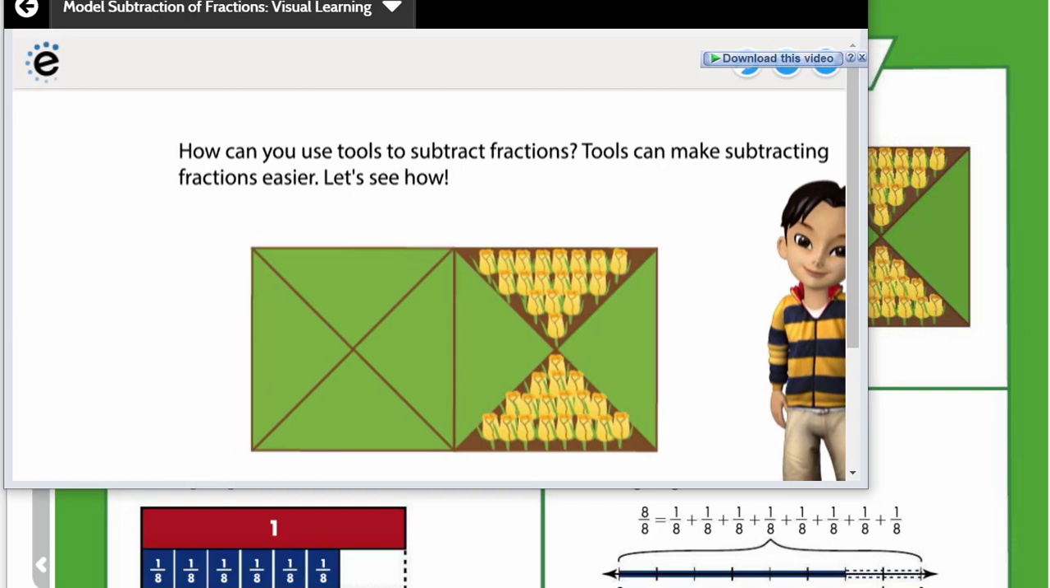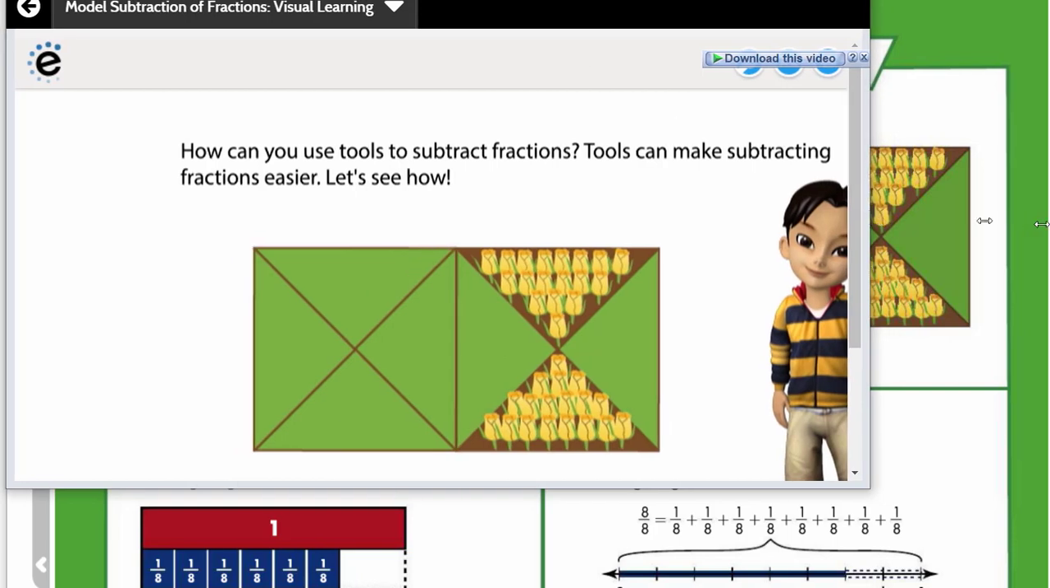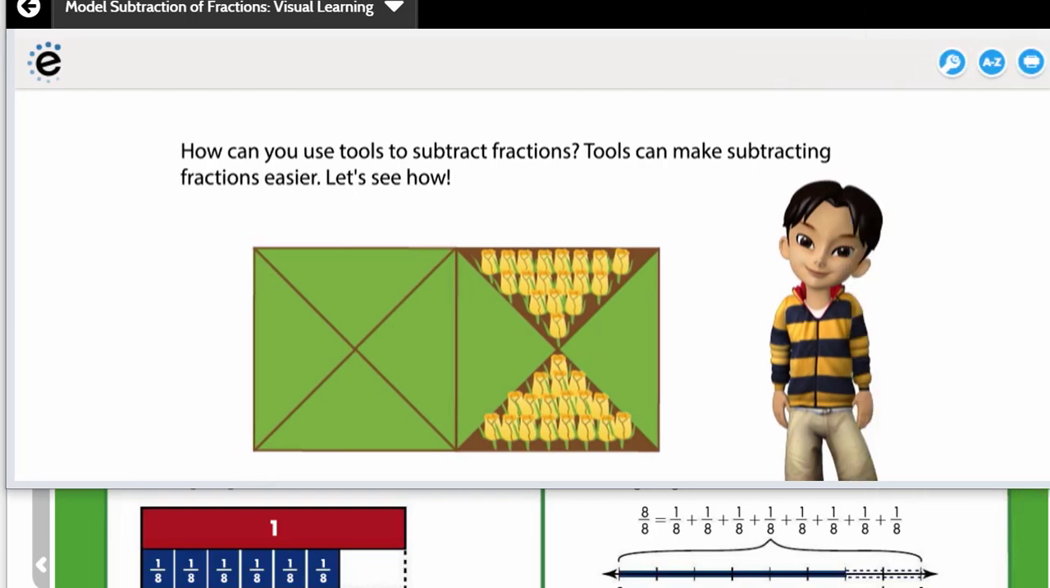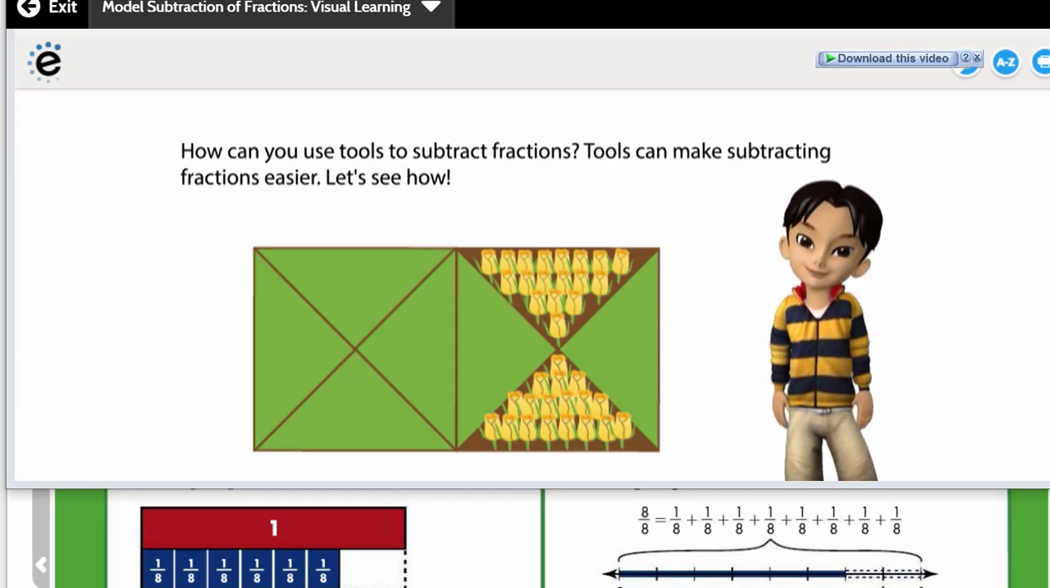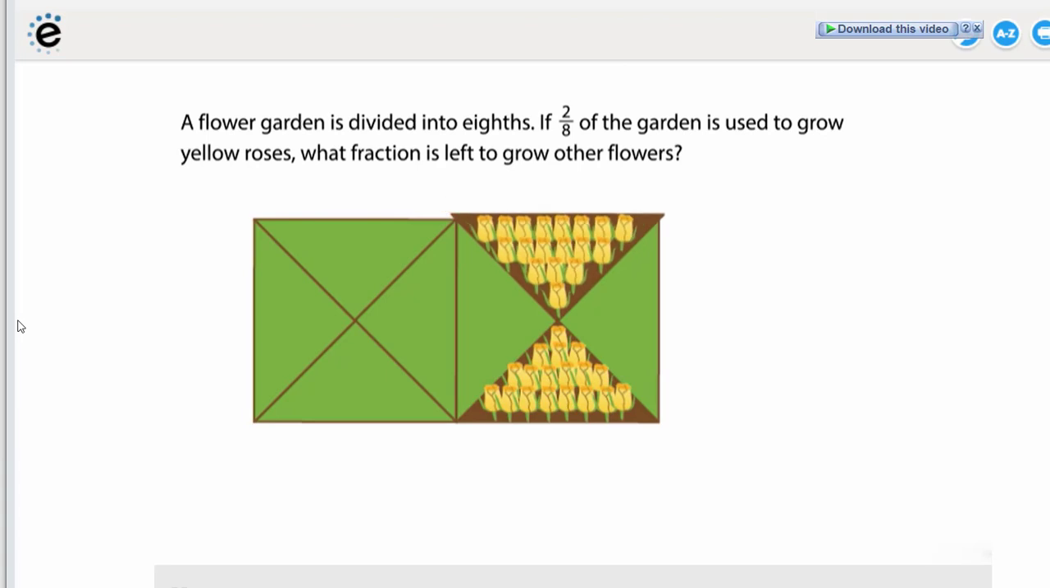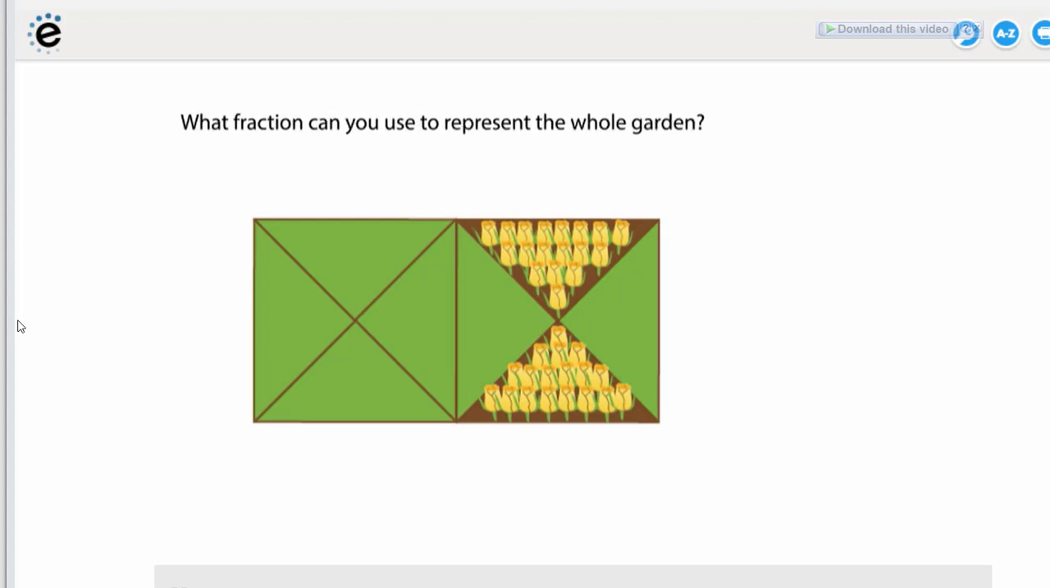How can you use tools to subtract fractions? Tools can make subtracting fractions easier. Let's see how. A flower garden is divided into eighths. If 2/8 of the garden is used to grow yellow roses, what fraction is left to grow other flowers? What fraction can you use to represent the whole garden?